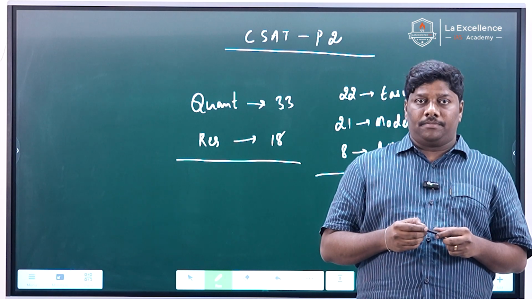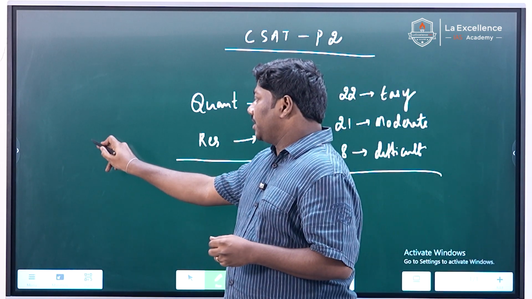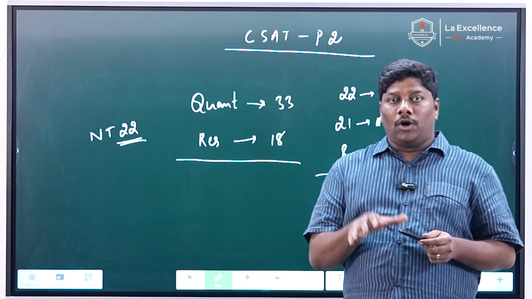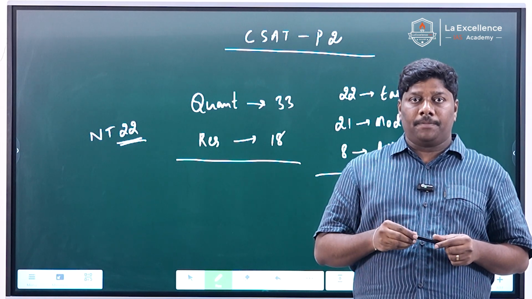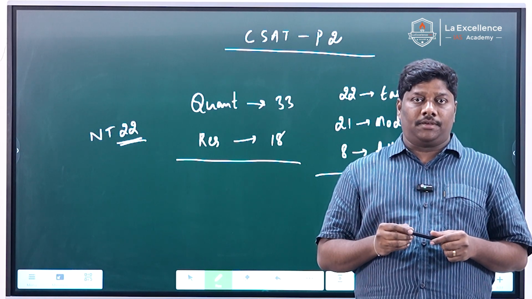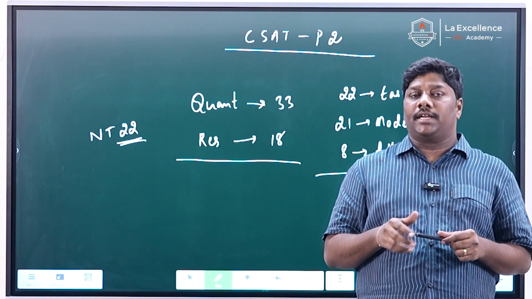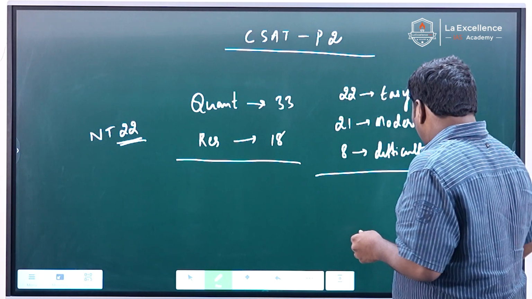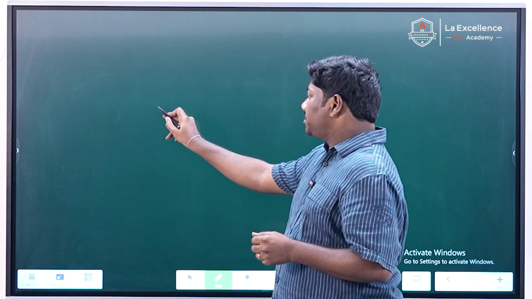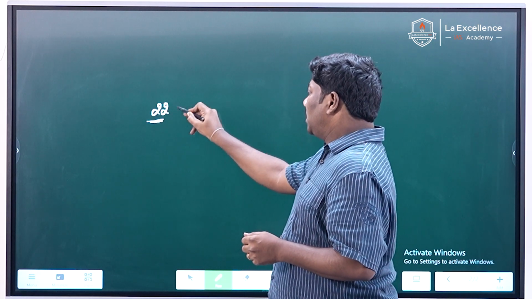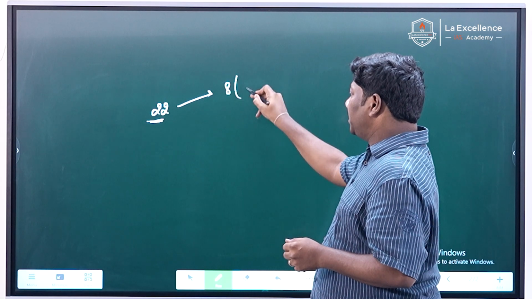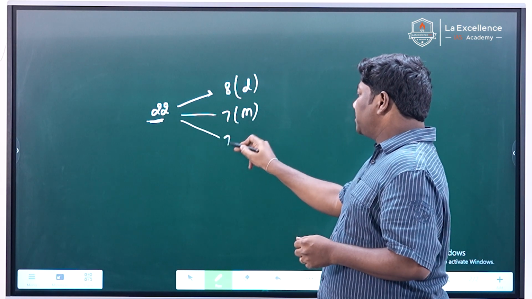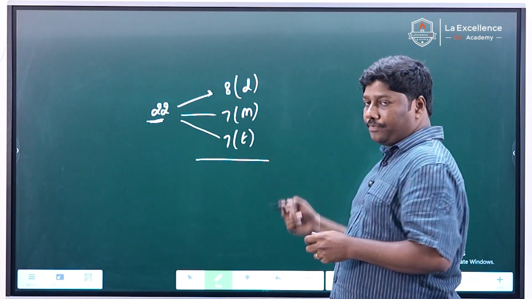And questions from number theory, there are around 22 questions from number theory. I'm including all the properties of numbers also in number theory, okay? Even if it is asked in a pattern of reasoning, suppose it is asked in data sufficiency also, I'm considering it as a question of number theory, okay? Out of this, 8 questions are difficult, 7 questions are moderate, and 7 questions are easy level, okay?